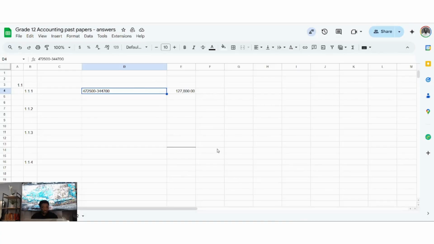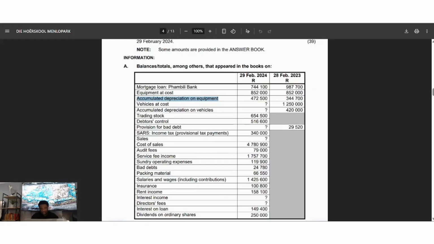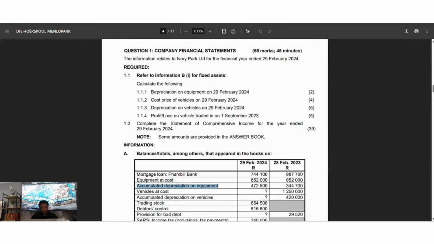The question that follows, what does it say? Let's go to the questions. We need to calculate the cost price of vehicles on the 29th of February 2024. Key thing, the 29th of February 2024 is obviously the end of the year, and if you look here, vehicles at cost, we have a question mark at the end of the year. So let's look at some of the information that we're given and see if we're able to work out what these vehicles would be worth at the end of the year.